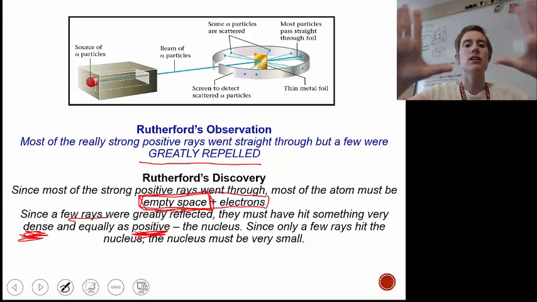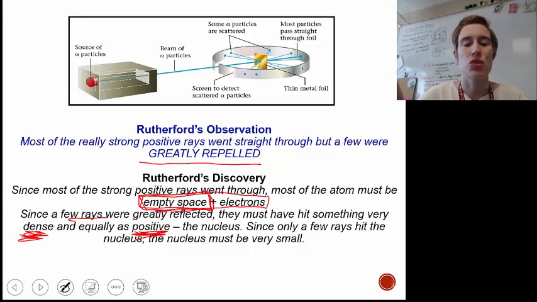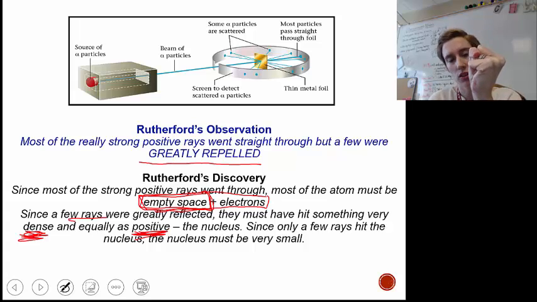Remember, he thought everything was evenly spread out? We now know that's not true. The protons and the neutrons, they're not spread out. Protons and neutrons form a nucleus that's a strong, dense, positive ball, okay? All of them are in the same place.